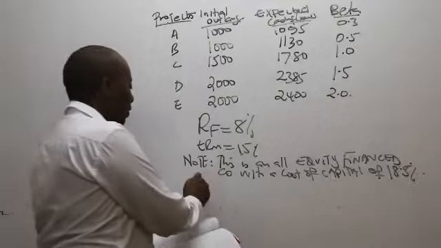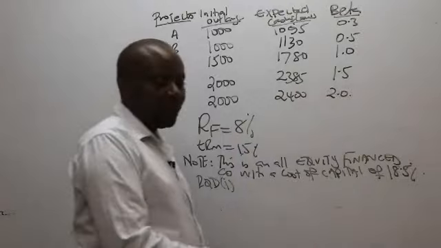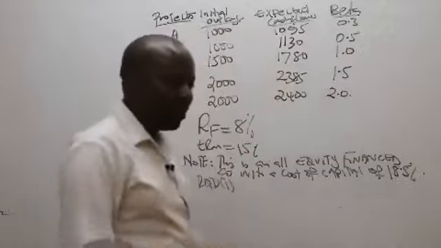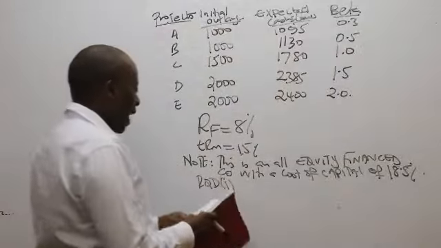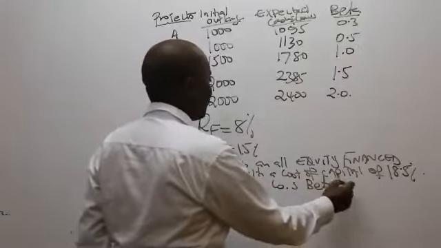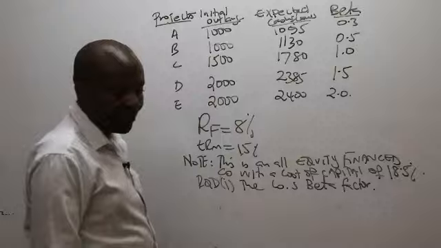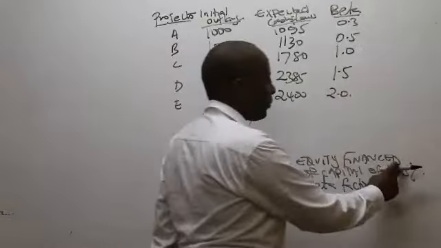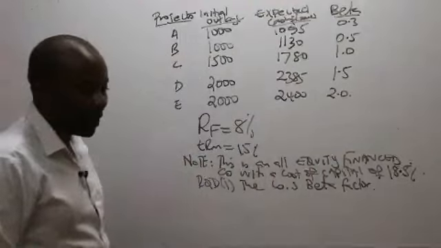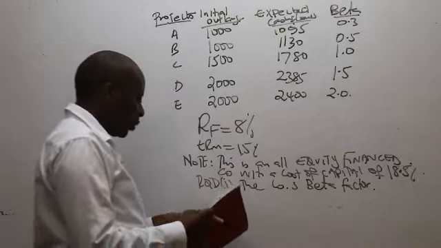So required, number one, the company's beta factor. That's number one, the company's beta factor, with the cost of capital of 18.5%. So number one, they want us to give them the company's beta factor. And then number two, they want us to use CAPM.